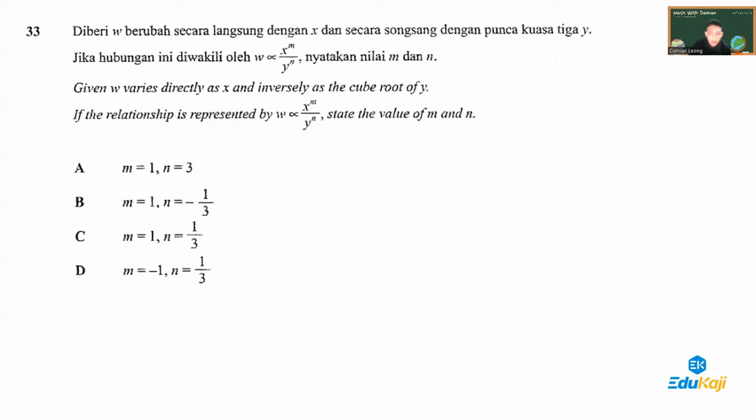So W varies directly as X and inversely as the cube root of Y. So when we represent this W, this symbol varies. Directly means it should be on top. As X means it's just X over, inversely goes below. Cube root of Y. Cube root means power 1 over 3. So N is 1 over 3. M is 1. 1 and 1 over 3. Answer C, like this. Yeah. Unless they put Y on top, like this, then it's negative 1 over 3. Yeah.